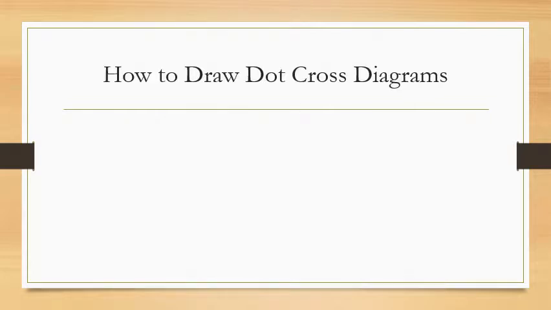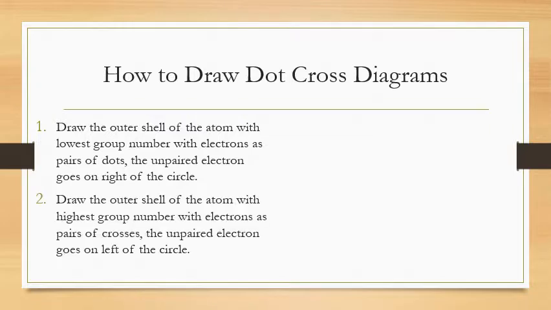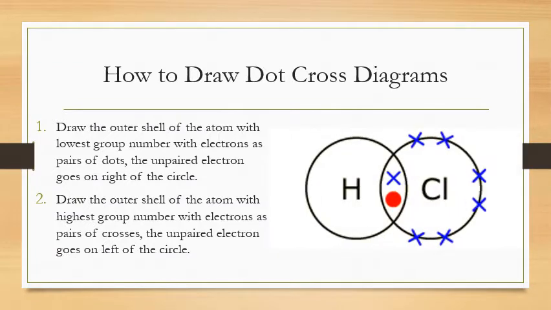So how do you draw dot cross diagrams? Well, the first thing you do is draw the outer shell of the atom with the lowest group number, with electrons as a pair of dots. The unpaired electron goes to the right of the circle. Then you draw the outer shell of the atom with the highest group number as a pair of crosses, with the unpaired electron going, this time, to the left of the circle. So here we have the example.